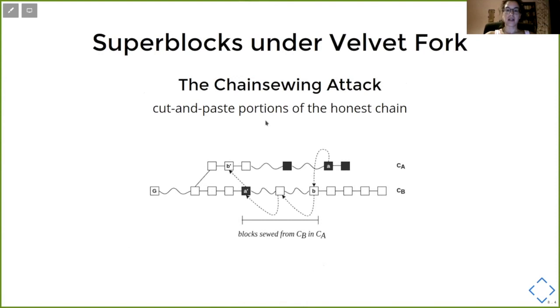Now let's see the chain-queuing attack that we introduced in this work for the Velvet fork deployment. So here we have an honest chain CB and an adversarial chain CA, which is a fork chain of CB. And all the black blocks you see in this picture are assumed to be generated by the attacker and contain false superpointers.